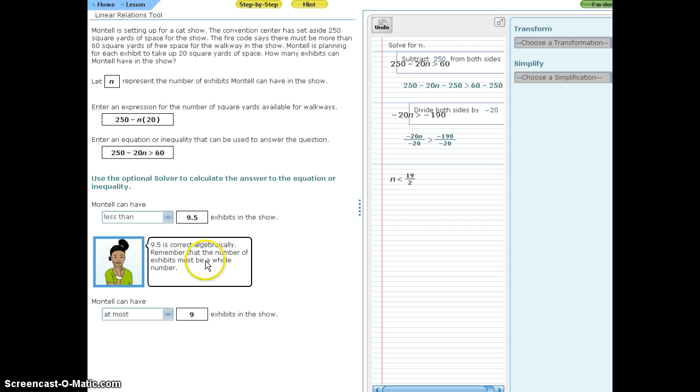So in our answer here, we have to keep in mind that we are actually talking about exhibits or whatever we're talking about, apples, games, something that can only happen in a whole number. So we want to round that. And that's how I'd work this problem.